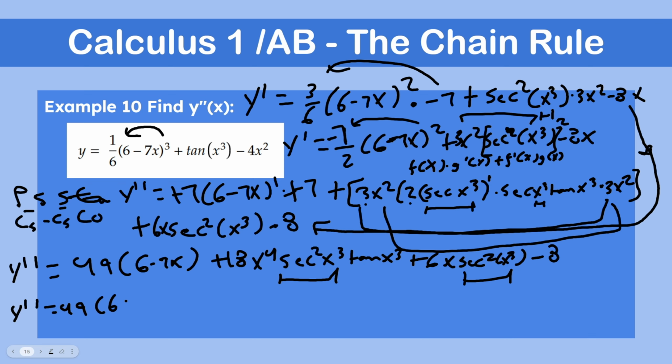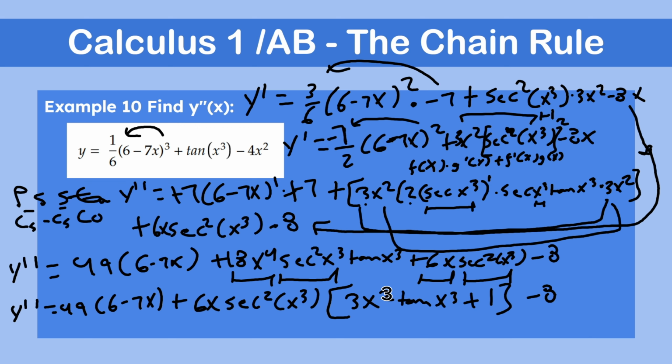So you have 49 times 6 minus 7x plus, but there's also a 6x term that's common for all of them. So we can say that this is 6x secant squared x cubed multiplied by 3x squared tangent x cubed plus 1, and we subtract 8. This should be cubed, sorry. So 3x cubed tangent x cubed plus 1 minus 8, and that should be our final answer.